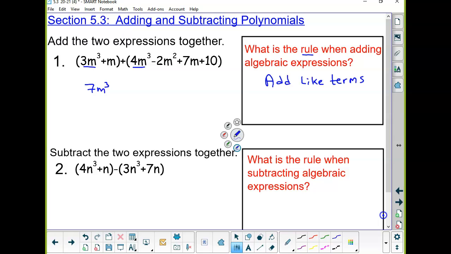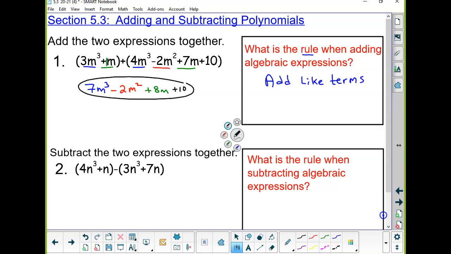Notice how the exponent didn't change. It's kind of like if I have 3 apples and 4 apples, they're still apples, right? We're still adding the like terms together. And then we're going to deal with the next highest piece, which is the squared. I don't have any other squared values, so that's going to remain unchanged. And then I have to deal with the m's, and you can always call that a 1m plus 7m. And then the only thing that's left over is the constant term, and that's as far as we can go.